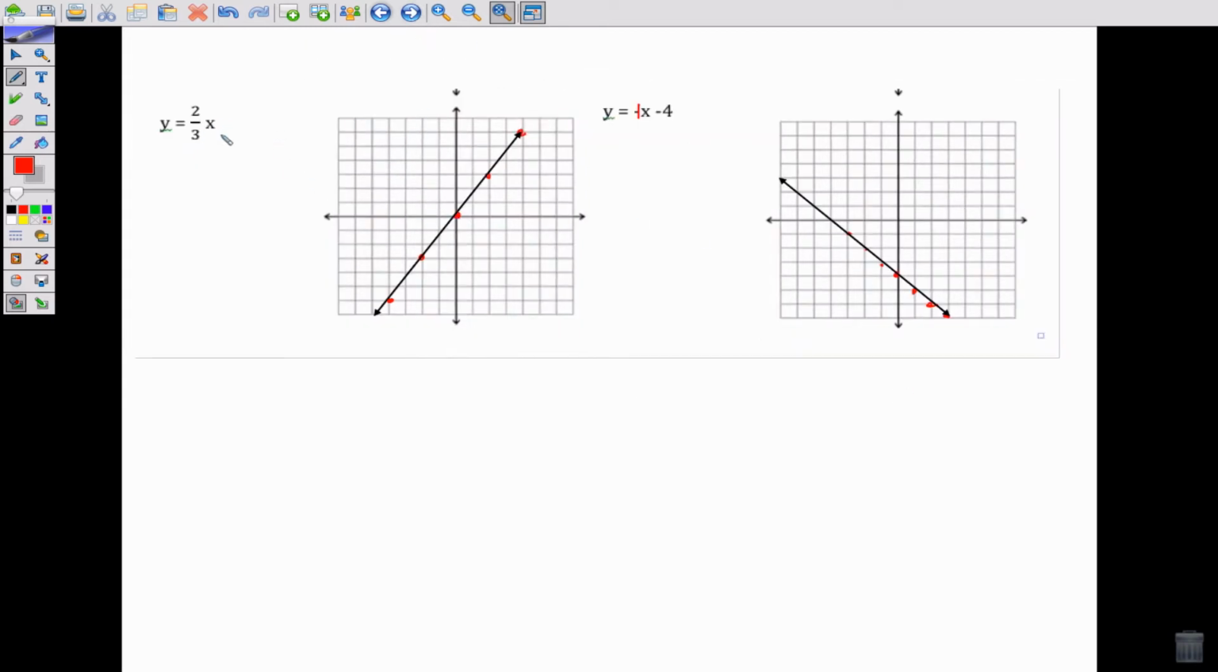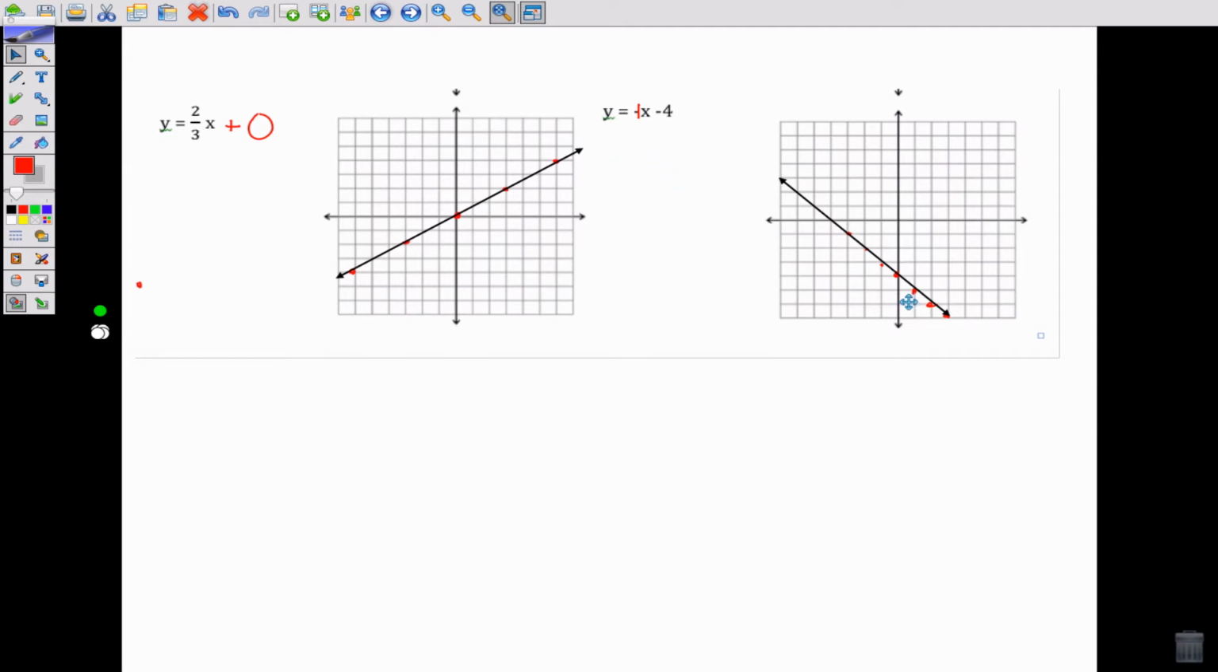Here we have y equals 2/3 x plus 0. So we start at 0, 0, up 2 over 3. And I actually graphed this one wrong. This should be up 2 over 3. So it should go like this. So let's draw a new line here and get rid of my old line. So we go up 2 over 3.